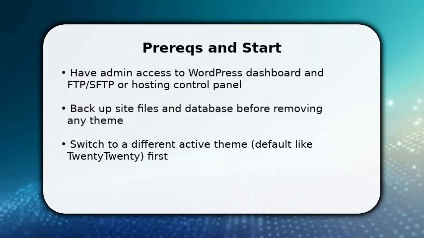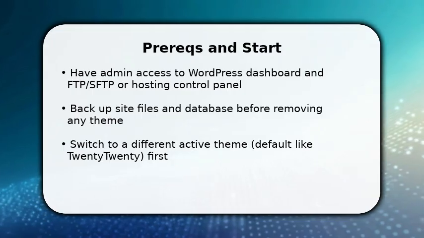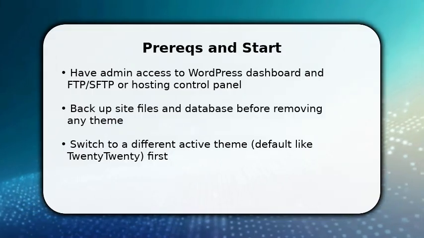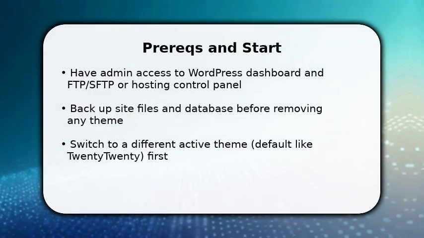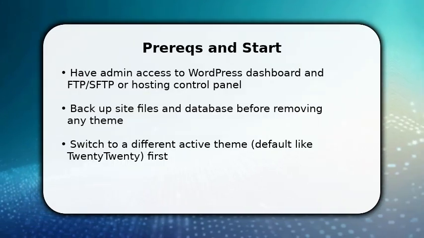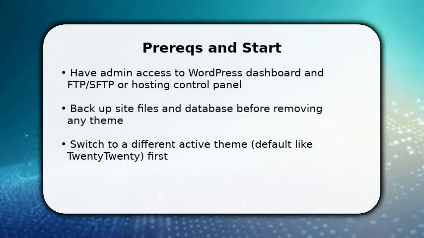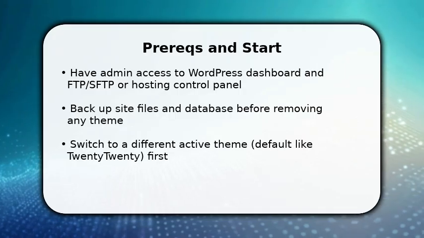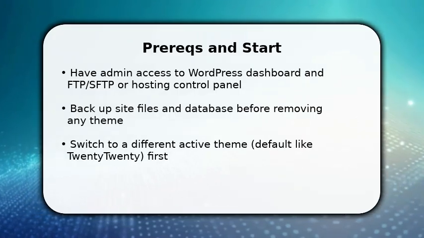You must have admin privileges and a recent backup. Once done, log into WP Dashboard. Go to Appearance Themes and locate the theme you uploaded. Make sure the active theme is not the one you plan to delete. If it is, activate a default theme first.